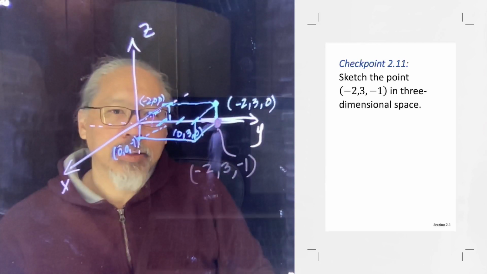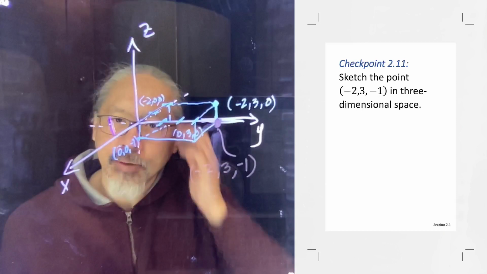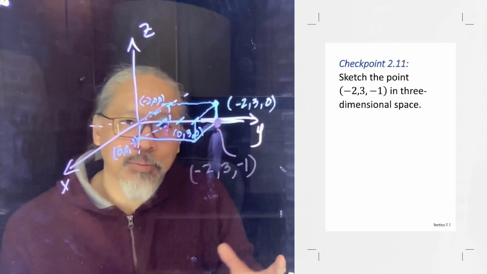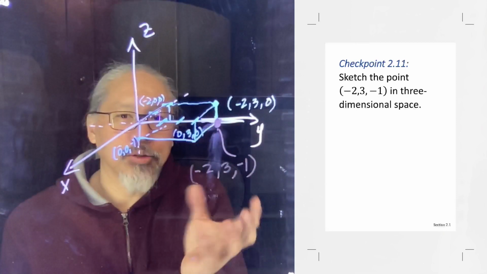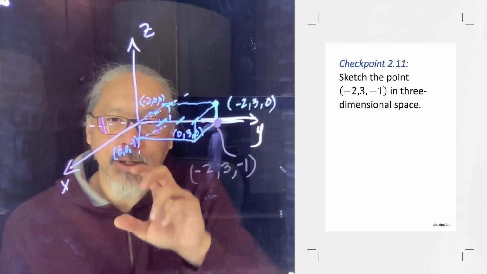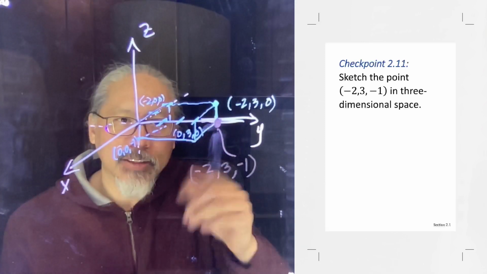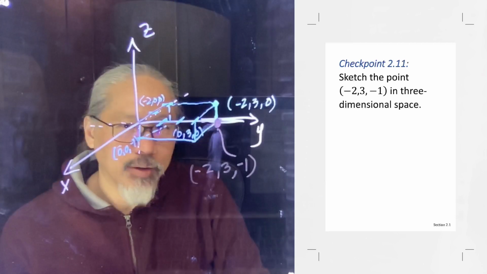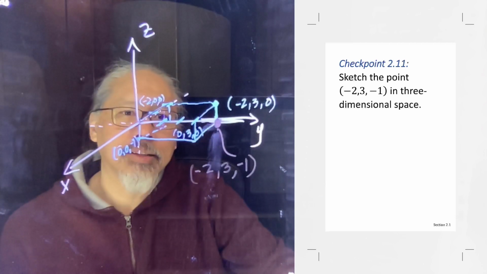Okay, so that's one way to visualize this. If you have a graphing program, you can plot this point, and then most graphing programs now, you can actually spin the graph around so you can see this from different points of view. Okay, so that's our sketching the point in 3 dimensions. I hope that helps.